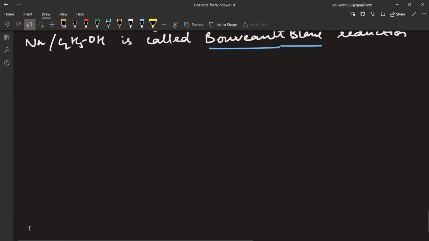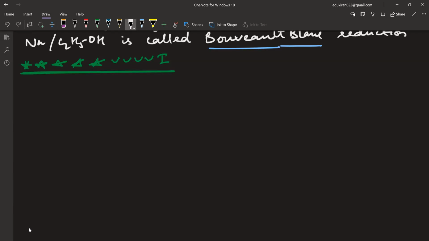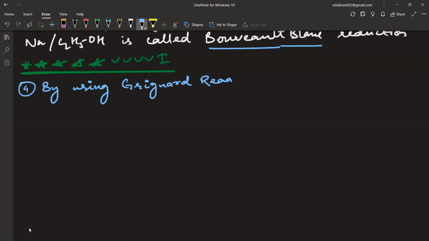Okay, right. Next, this is very, very, very important. Put as many stars as you want. This is very, very important. You can't afford to forget this. You always have to remember revising it. And please write the topic. This is the fourth one, right? By using Grignard reagent.